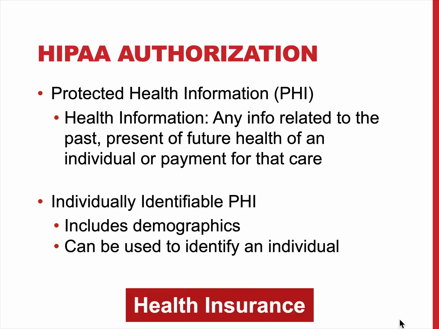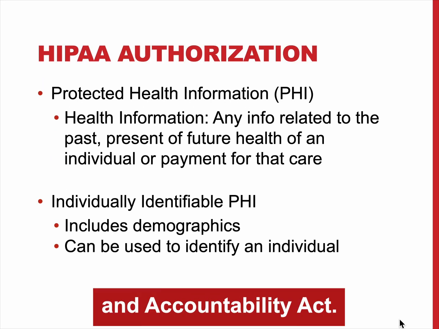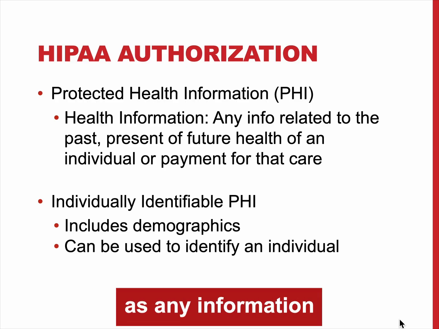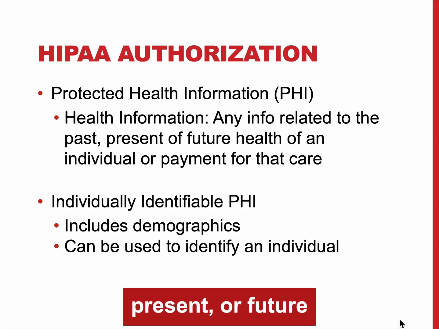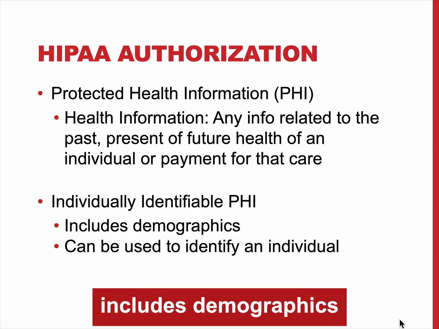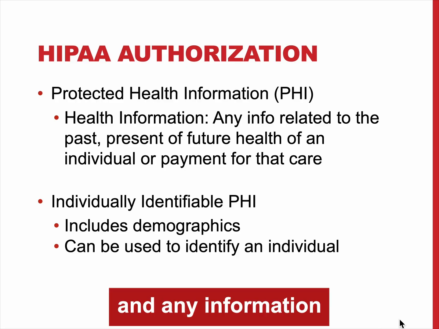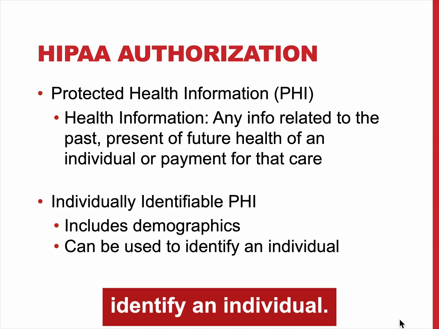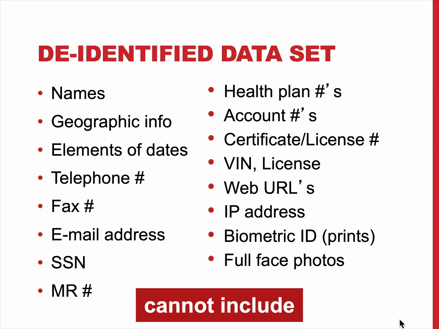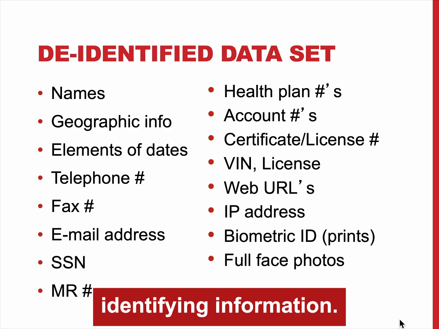HIPAA refers to the Health Insurance Portability and Accountability Act. Protected health information, or PHI, is defined as any information related to the past, present, or future health of an individual or payment for that care. Individually identifiable PHI includes demographics and any information that can be used to identify an individual. A de-identified dataset cannot include any of the following identifying information.